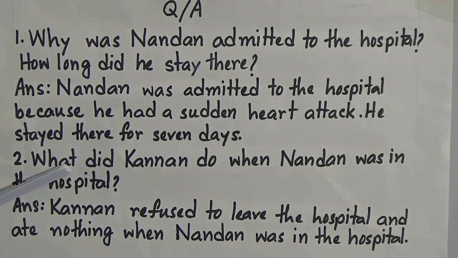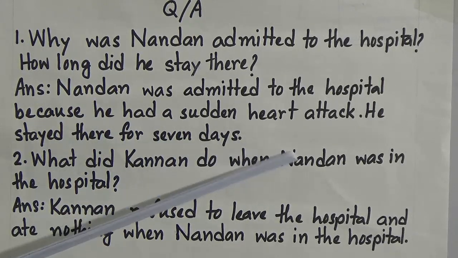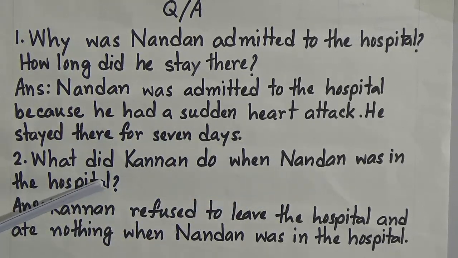And number 2, what did Kanan do when Nandan was in the hospital? So what did Kanan do? Kanan did not leave this hospital compound and he did not eat anything when Nandan was in this hospital. So our answer will be Kanan refused to leave the hospital and ate nothing when Nandan was in the hospital.